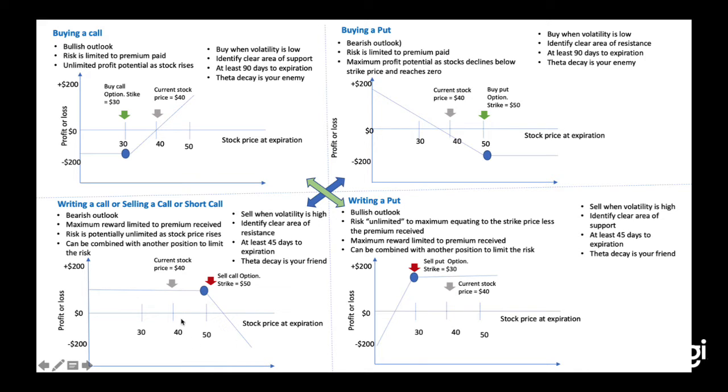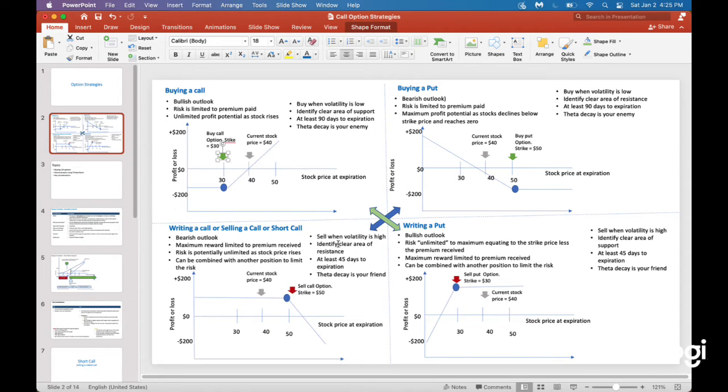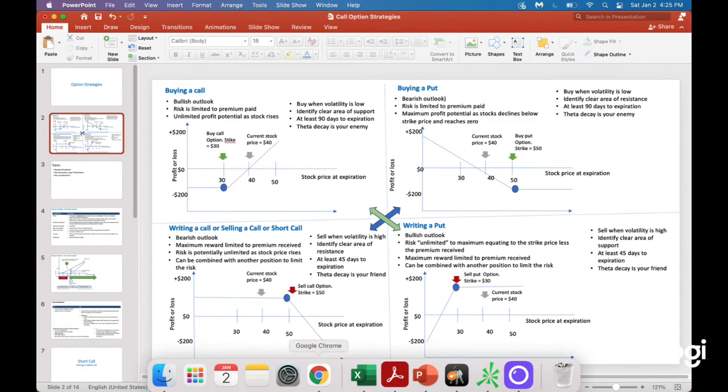As you see here, current stock price is at 40. We sell a call or a short call at 50, which is above the current stock price. And as time elapses, you'll keep retaining more and more premium. So these are the four basic option strategies, and all other strategies will basically leverage these four strategies and build on that. So with this, let's go to the thinkorswim platform and illustrate these four strategies.